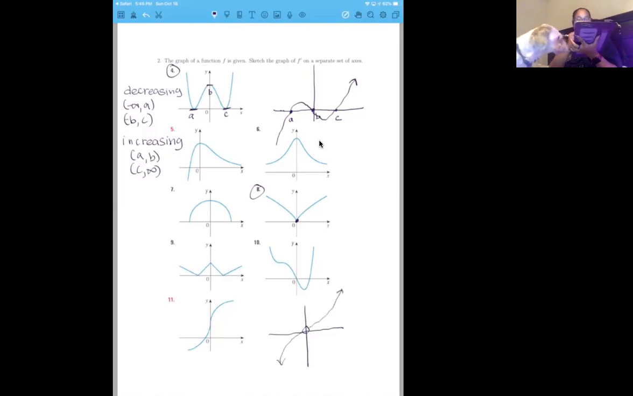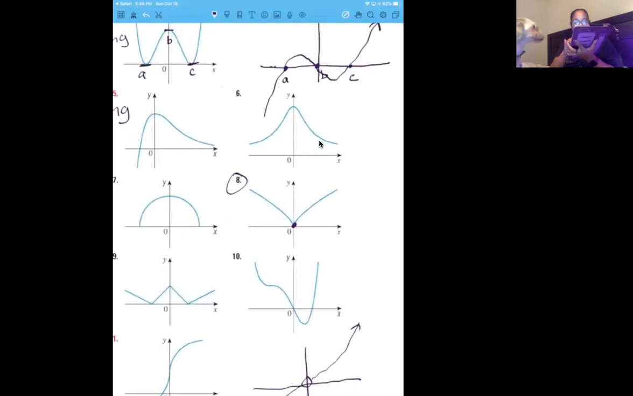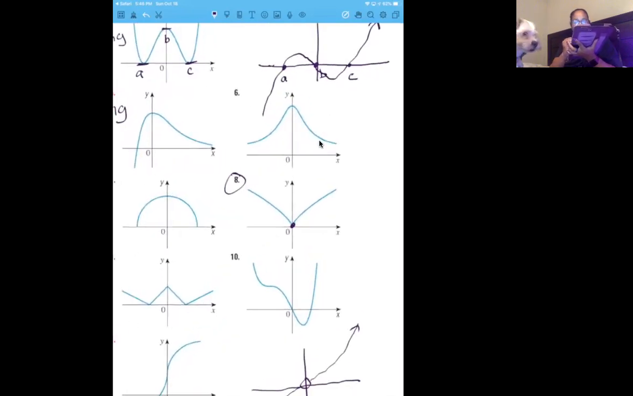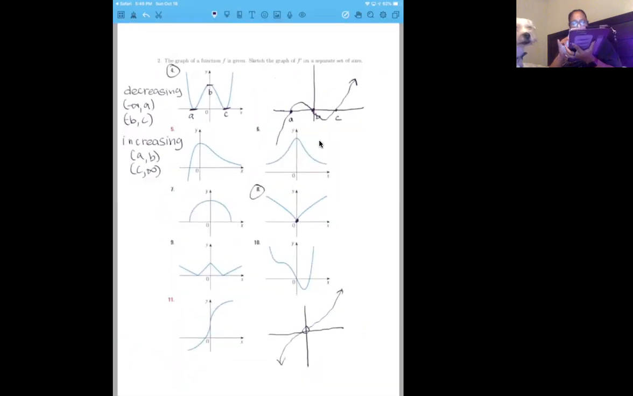All right, it's not a straight line. These aren't constants. So this is not going to be a constant slope. It's pretty close, but it's not.